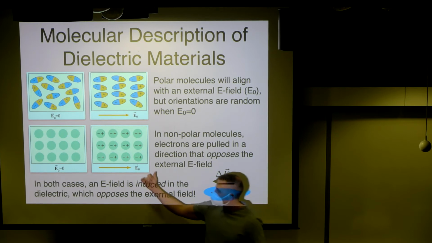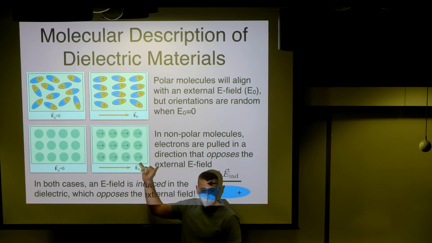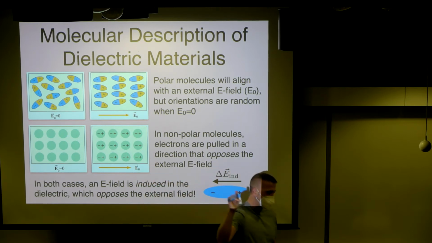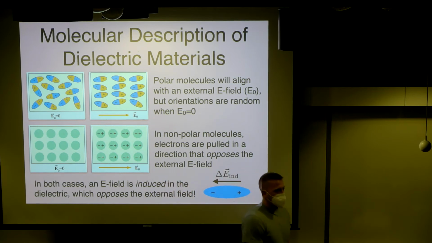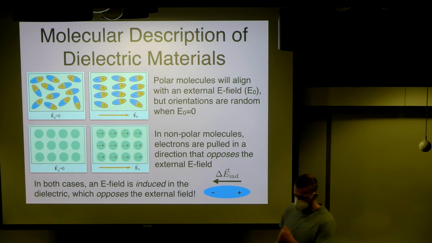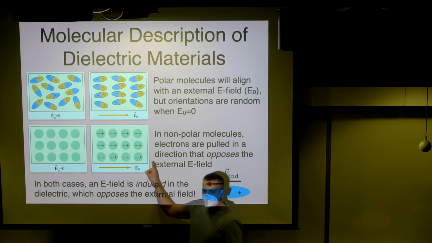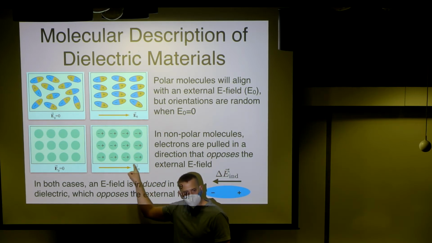But you can see that the molecules themselves, because they have positive and negative charges, which are separated out, create their own electric field. Which way is it going? Well, pretty easy to see, hopefully. Remember, electric fields go from positive to negative charges, right?